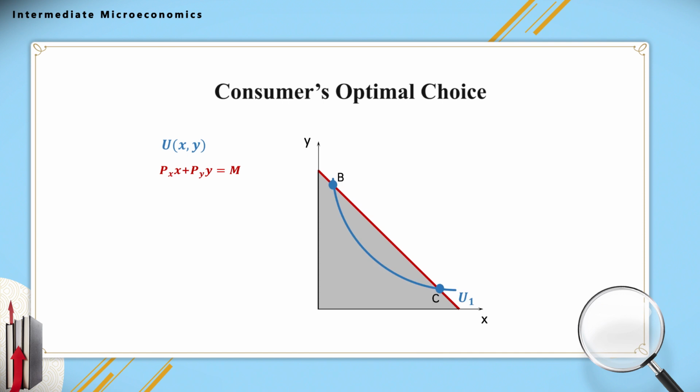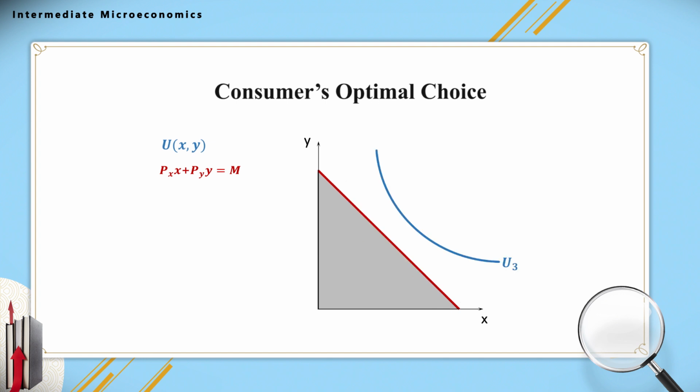Consider an indifference curve which intersects with the budget line, such as U1. There are two intersection points, B and C. We can easily find that any consumption bundle between point B and point C is better because they locate on the upper right side of the U1 indifference curve.